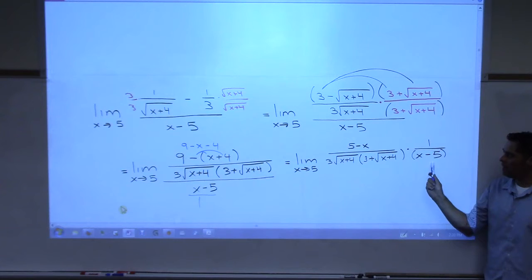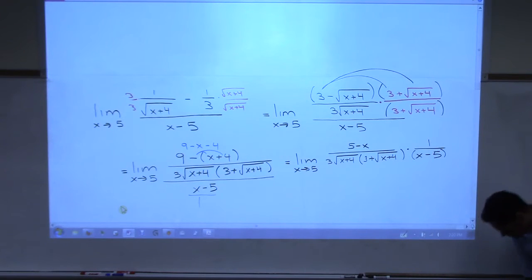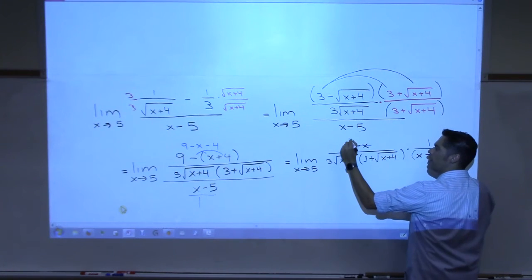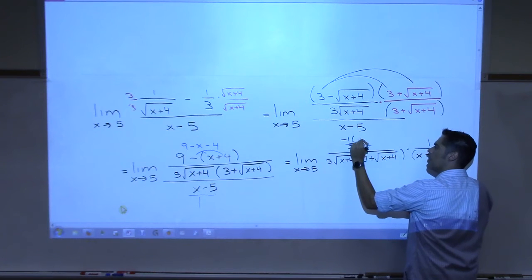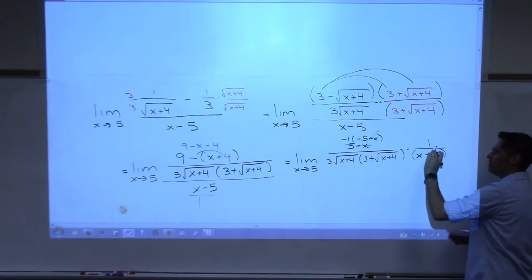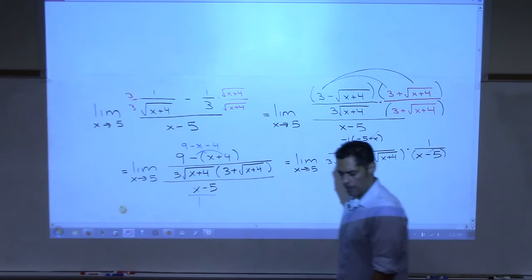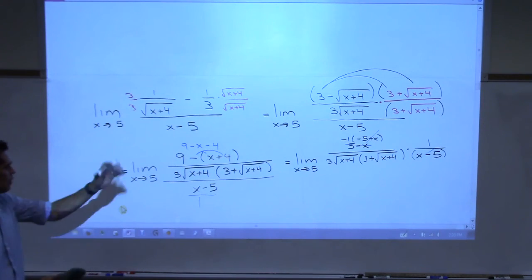This is x minus 5. This is 5 minus x, so I'll need to factor a negative 1 out of the top. So let's do that. I'm just going to put a little line through that, and above it I'm going to write negative 1, negative 5 plus x. And then I can cancel these out. Negative 1 over all that. Negative 1 what? Overall. Yeah, over all that.